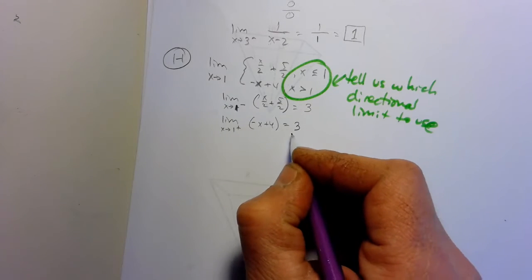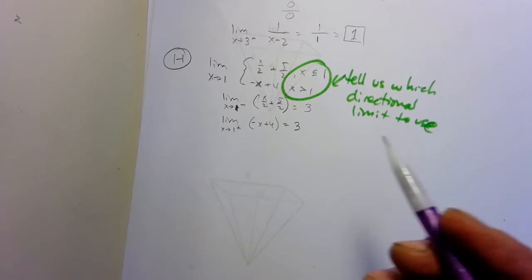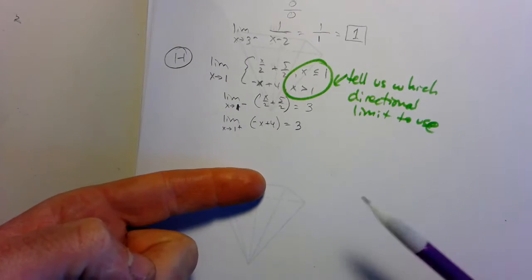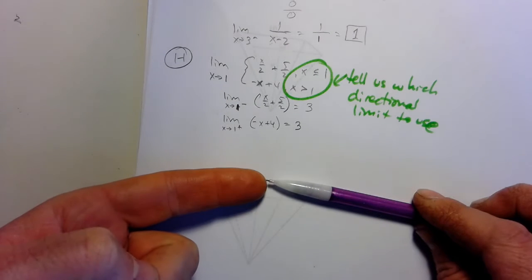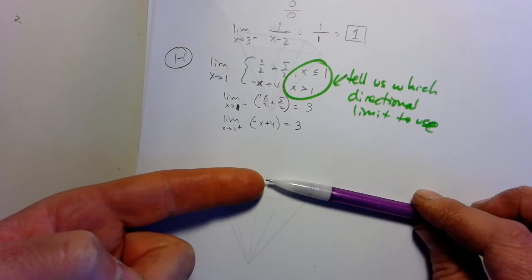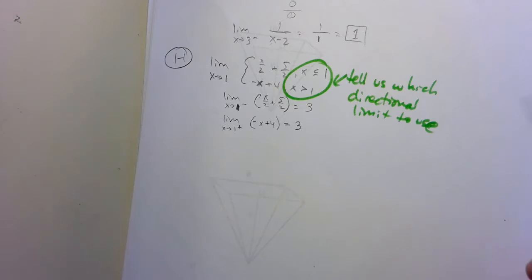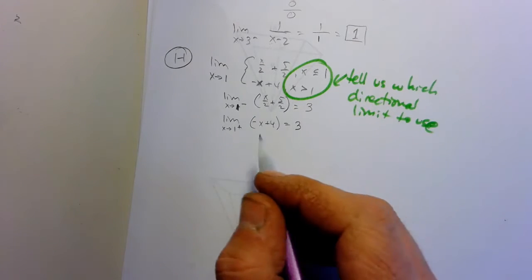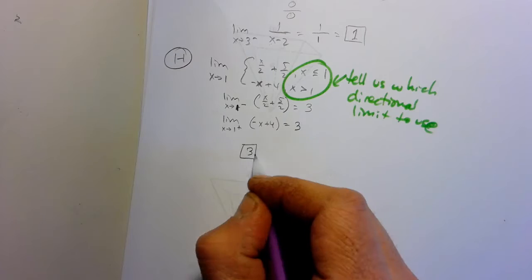So that means from the left and the right, I'm approaching the same value. If I have it coming from the left, it's approaching 3, and from the right, it's approaching 3. They're going to match up. The directional limits agree, so the general limit exists. So what's the limit for the whole thing? It's just going to be 3.